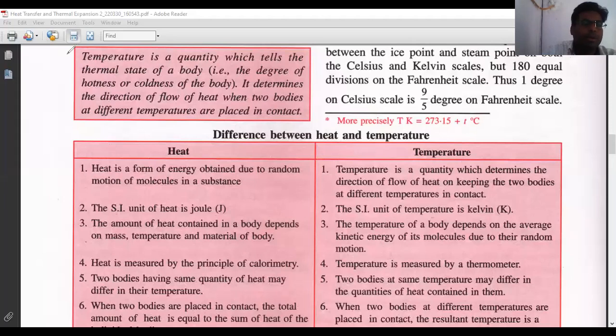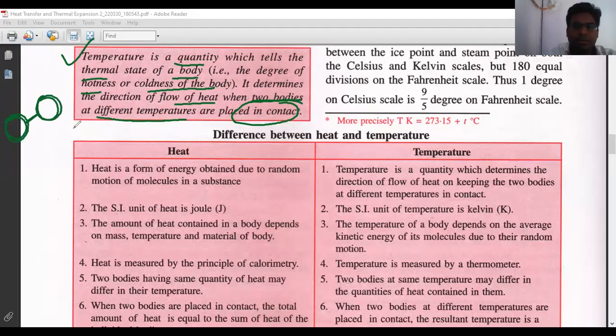Now look at the proper definition of temperature. Temperature is the quantity which tells the thermal state of the body, right? The degree of hotness or coldness of the body determines temperature. It determines the direction of flow of heat when two bodies at different temperatures are placed in contact, right? So when a hot body and a cold body are in contact, the temperature difference, the hotness or coldness of the body, determines that. Now we'll see the difference between heat and temperature.